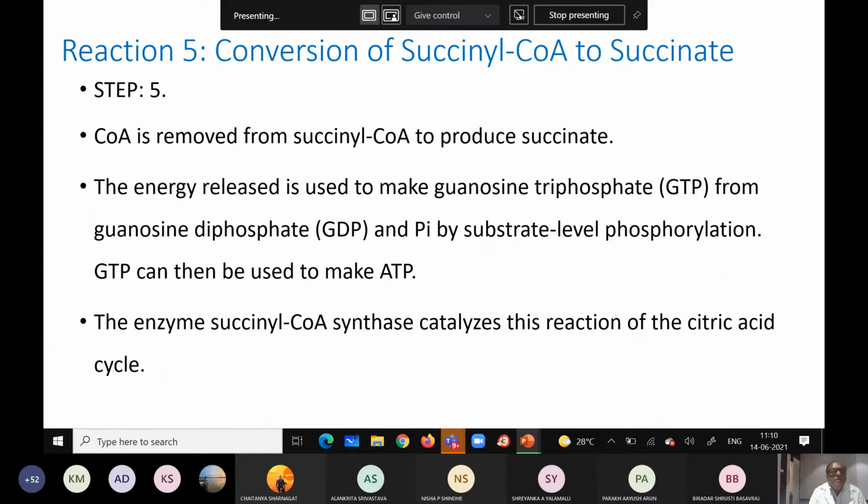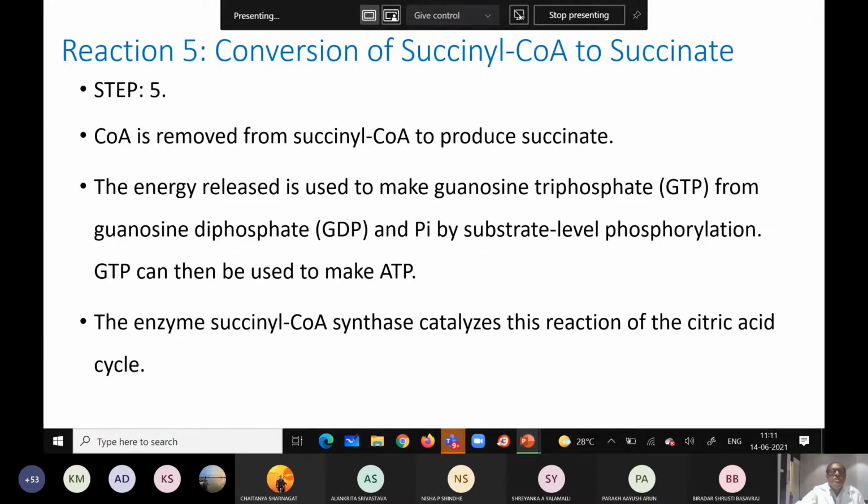So, in reaction step number 5, the succinyl CoA will be converted into succinate. The energy that will be released will be used to make the GTP, that is guanosine triphosphate, from the GDP and one inorganic phosphate. It helps for the substrate level phosphorylation, and then one ATP will be made available by the GTP.